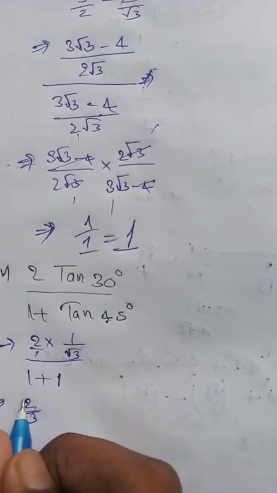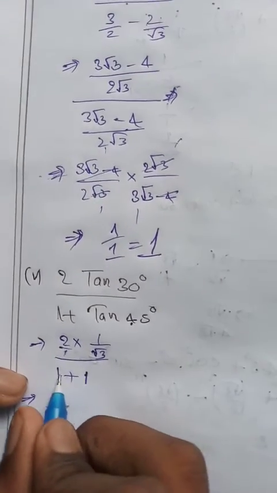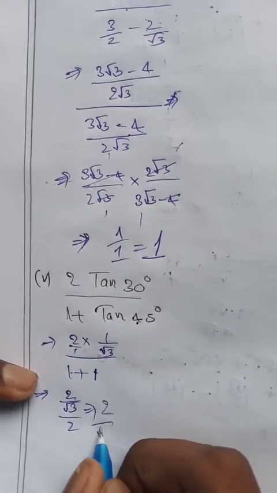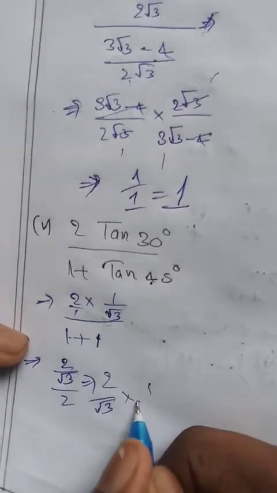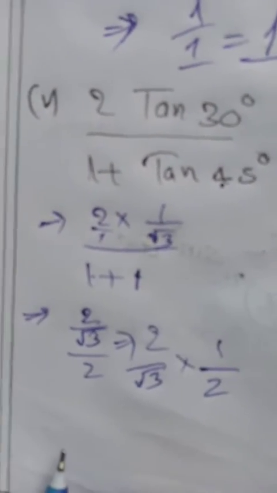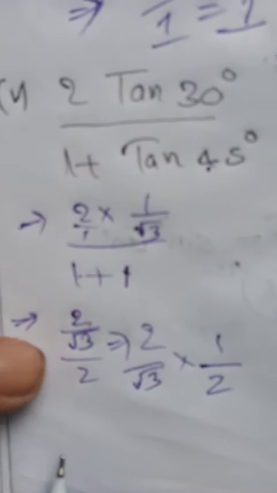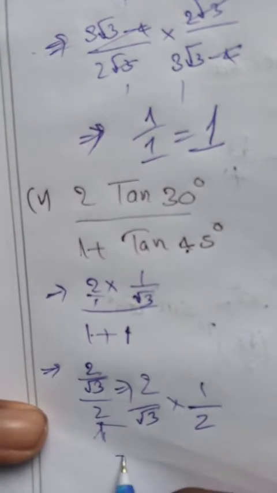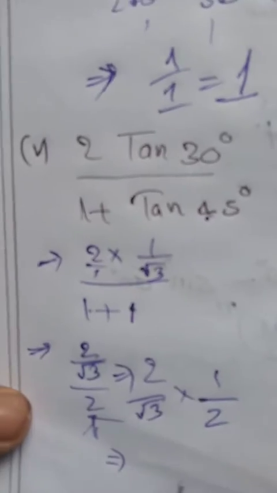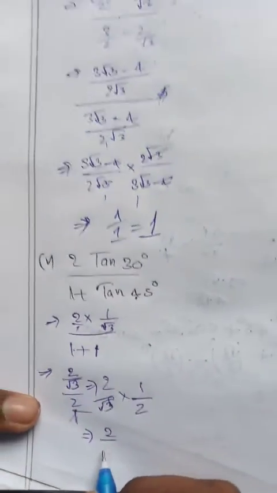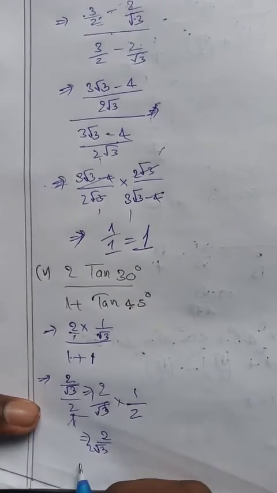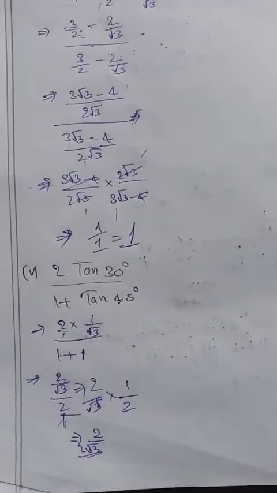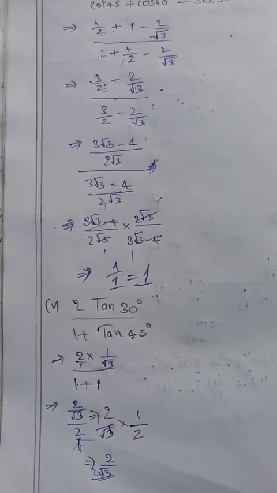After this, the denominator is 2. We have to multiply them both: 2 by root 3 into 1 by 2. Why did I write 1 by 2? Are you understanding? Because 2 is there, the value is 2 by 1, and when it is reciprocal, 1 by 2 comes. After this we multiply it and 2 by 2 root 3 comes. It is the answer for this. Are you understanding guys? See once again the whole sum.